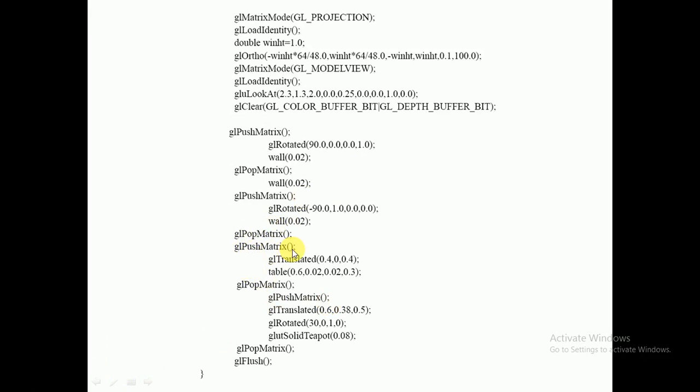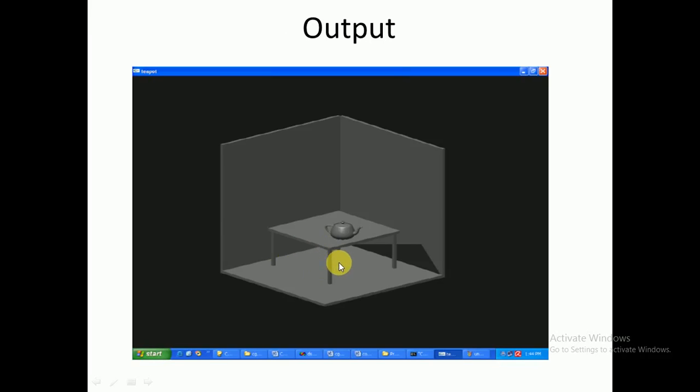Then push matrix, you push the origin, then glTranslate 0.4 in x, 0 in y, 0.4 in z, right? Then you draw it. Means we are coming exactly below the center of this table, not the center of this wall. Since we have not drawn the table, just for your explanation purpose I am coming in such a way that after drawing that one, that point must be exactly below the center of this table surface, right?